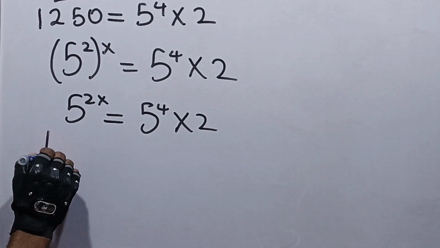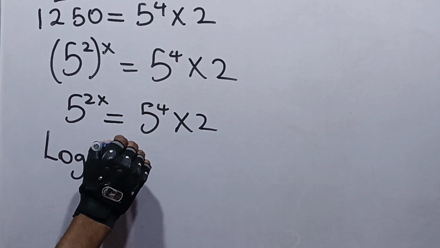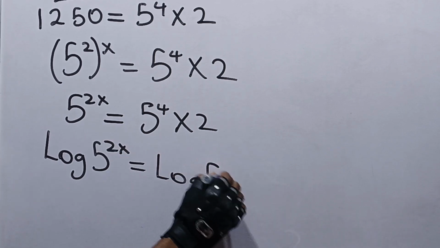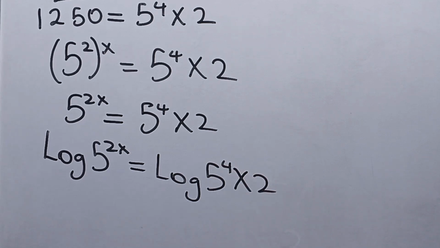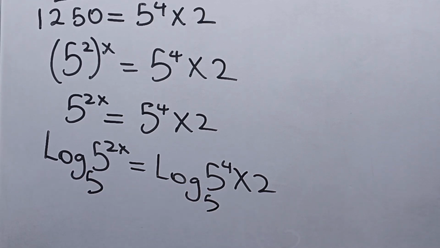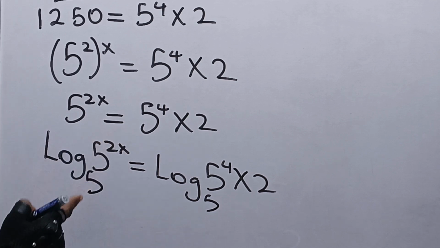So we have the logarithm of 5 raised to the power 2x equal to the logarithm of 5 raised to the power 4 multiplied by 2. And this logarithm we're going to take in the base of the number carrying x. The number carrying x is 5, so we take the logarithm in base 5 of both sides. Now, at this point, for the logarithm of 5 raised to the power 2x to base 5, you can multiply the power with the log.